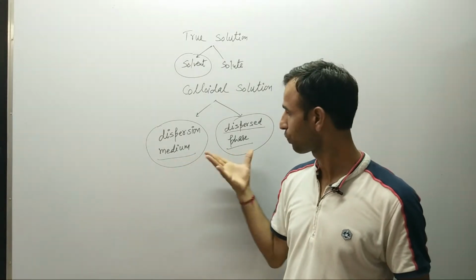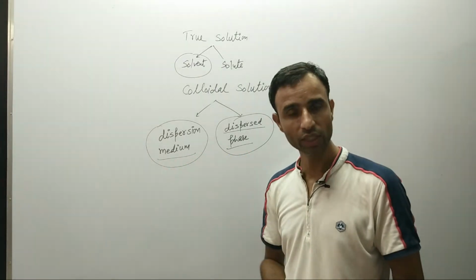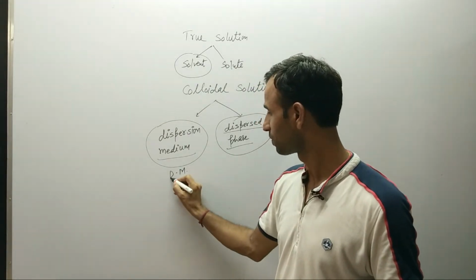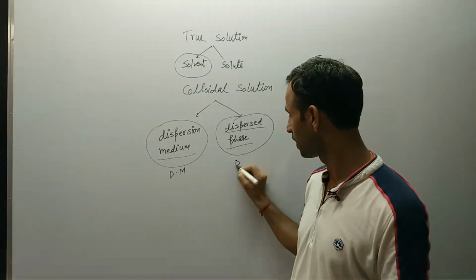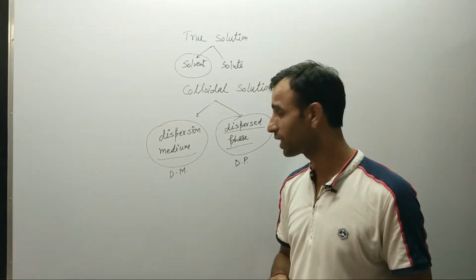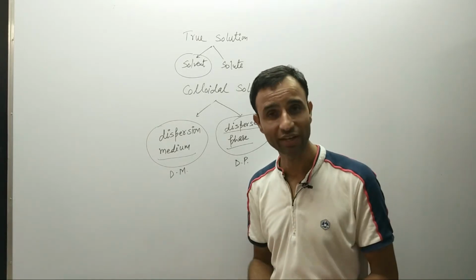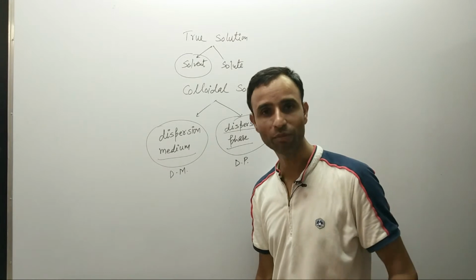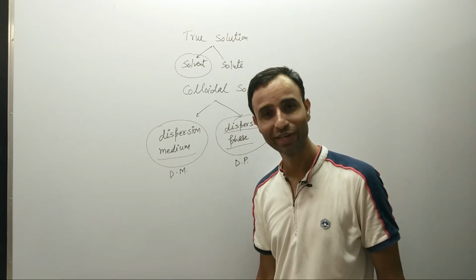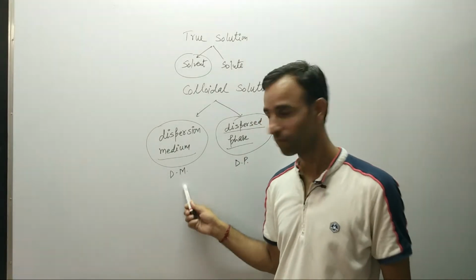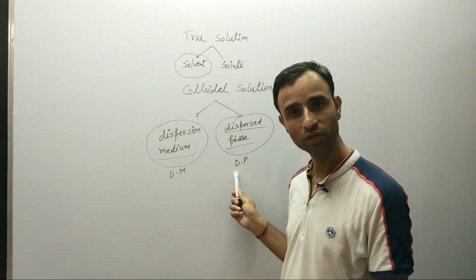So dispersed phase and dispersion medium, these are the two terms. Sometimes we can write it as DM, dispersion medium, and DP for dispersed phase. If DM and DP is written in surface chemistry, that means DM is, it is not a deputy magistrate, okay, or manager. It is dispersion medium, and this is dispersed phase, right?